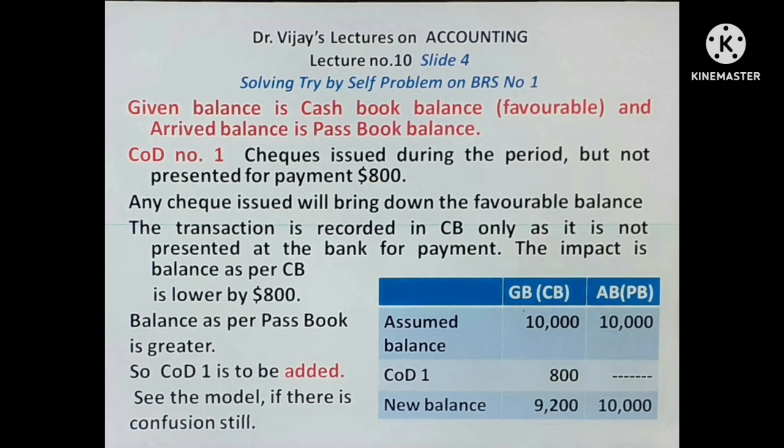So, the balance as per cash book, that is the given balance, has gone down. But balance as per passbook remains the same. Balance to be arrived is greater, so the item is to be added. Look at the model if you still doubt. Assumed balance in both the books is 10,000. The check issued is recorded in given balance, that is cash book, and its balance comes to 9,200, whereas passbook balance, that is balance to be arrived, remains as 10,000 itself. So arrived balance is greater, the item is to be added.